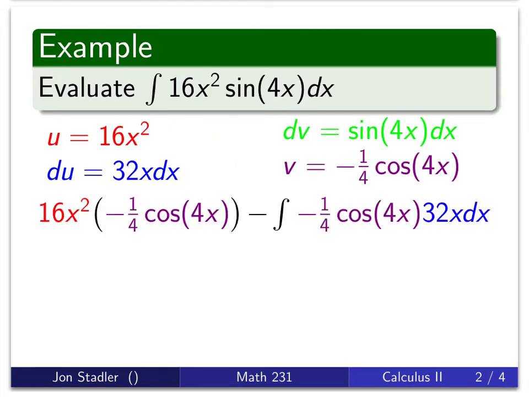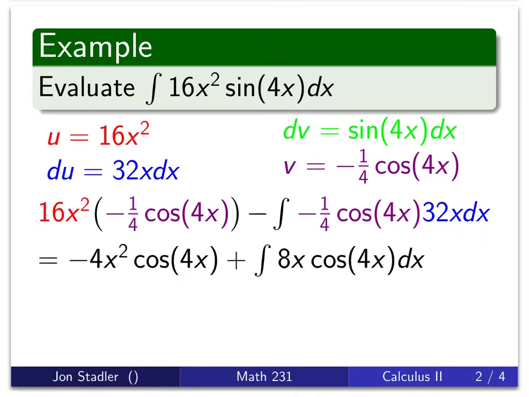So there we have it: u times v minus the integral of v du. A little bit of simplification, and we see that our integral now still has a polynomial multiplied by a trig function. So what we'll do is take this and set up a new integration by parts.